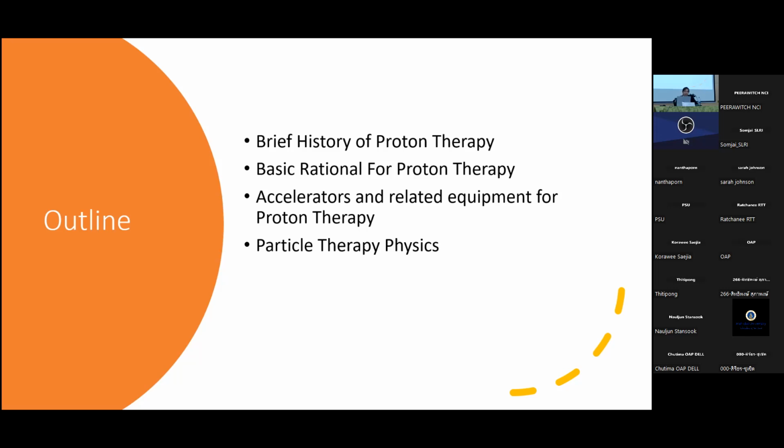So I'll go through a brief history of particle therapy, some of the basic rationale, mainly for proton therapy, go through some of the basic information for the accelerators, and then a little bit of an introduction to some of the basic physics to think about. And then in the different series of lectures, we go more in depth on radiation safety, measurements, treatment planning, and so forth.